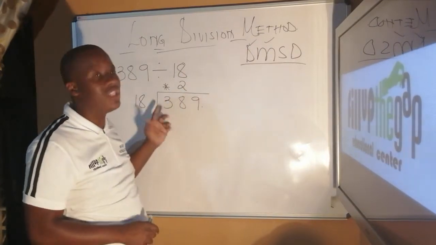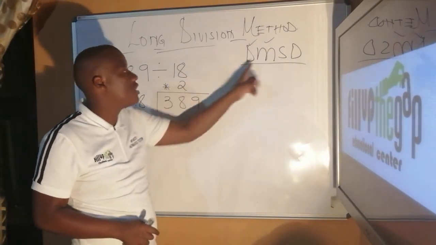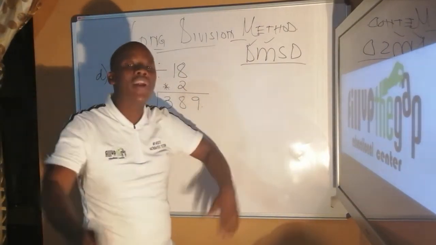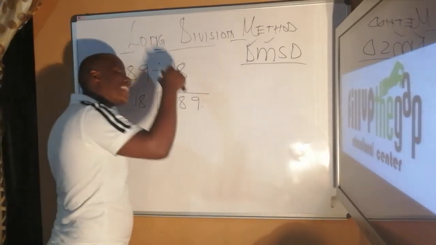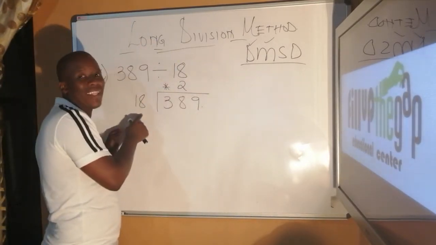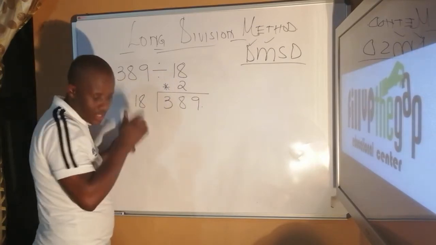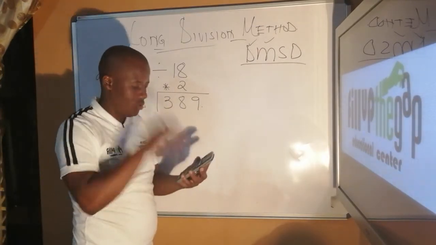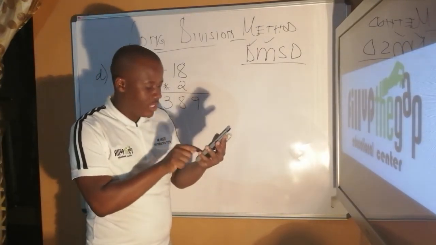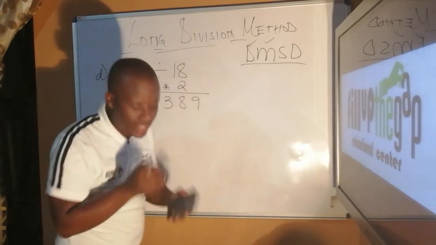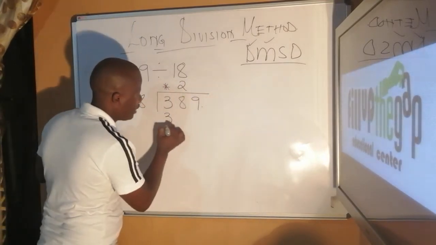So D, we divided. This one you won't see anywhere else. We divided. It goes how many times? Twice. What are we supposed to do now? Multiply. What are we multiplying? You are supposed to multiply the number that you got by the divisor. So 2 times 18, you take your calculator. 36. So you say 36.